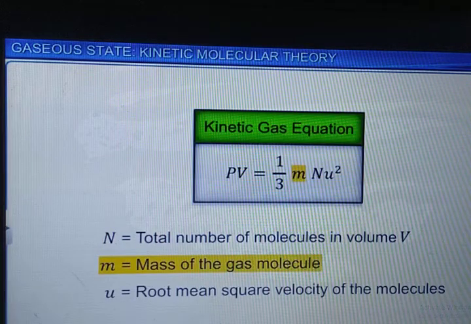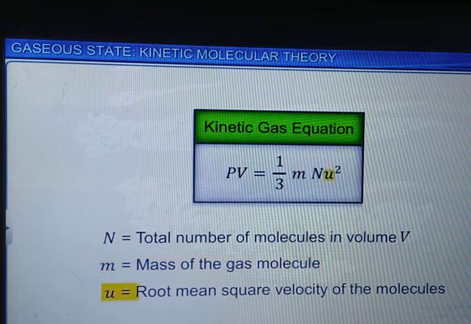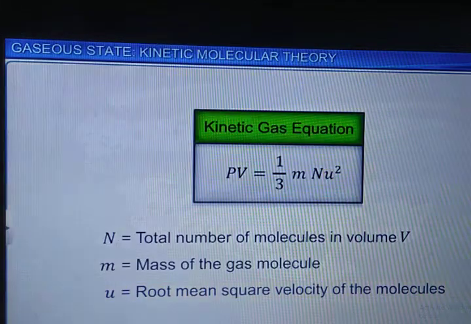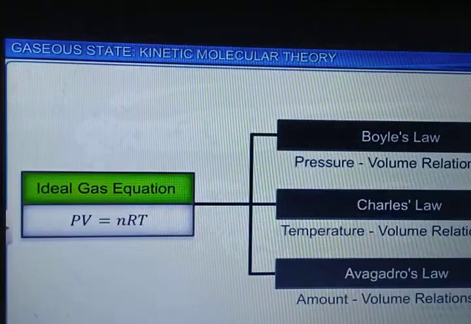Let us now understand the gas laws in terms of the kinetic molecular theory of gases. First, let's start with Boyle's law. Consider a given amount of a gas in a cylinder fitted with a frictionless piston.